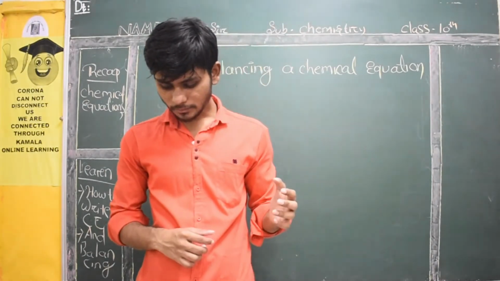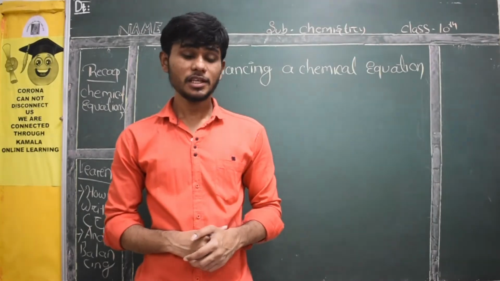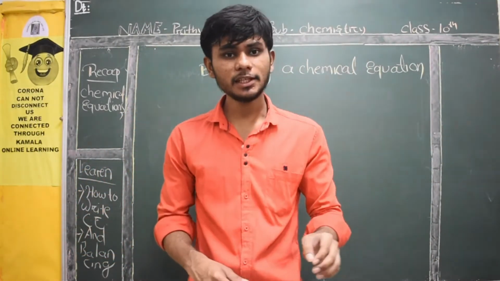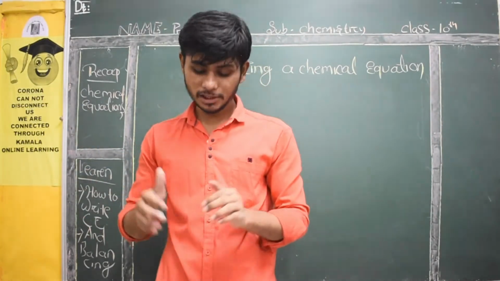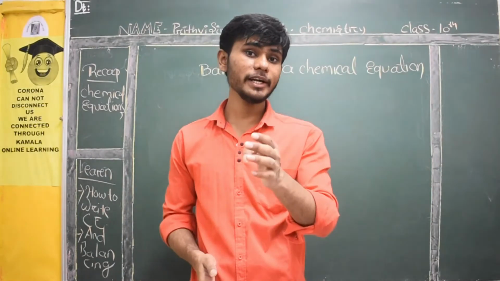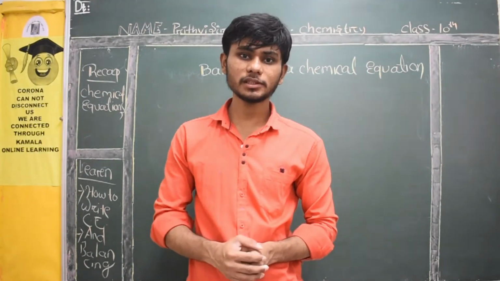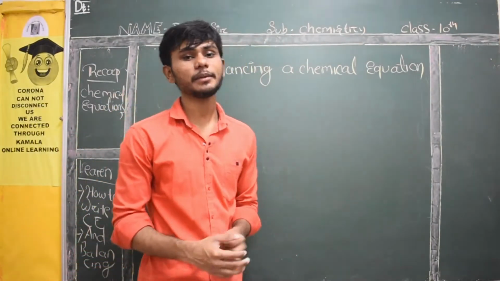The number of atoms of each element before and after reaction must be the same. If two carbon atoms are involved in a reaction, in the product side 2 carbon atoms should come. This is what the law of conservation of mass says. We have read this in our 9th class, the law of chemical combination. That should be applied over here. That is why we need to balance a chemical equation.